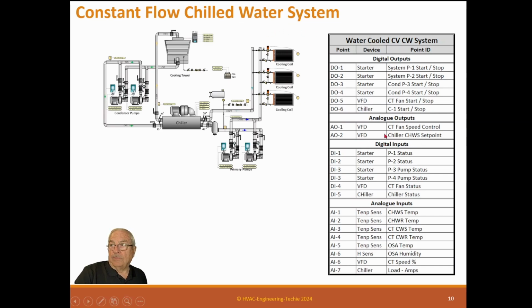Okay, and then we have out to the chiller set point. We're resetting this chiller temperature from our system. Digital inputs: P1 status, P2 status, P3 status, P4 status. DI5 is a cooling tower fan status. DI5 is a chiller status coming off the chiller panel. Analog inputs are chill water supply temperature, chill water return temperature, cooling tower water temperature, cooling tower return temperature, outside air temperature, outside humidity, cooling tower speed, what speed is the fan running, and chiller load in amps, how much is the chiller loaded.